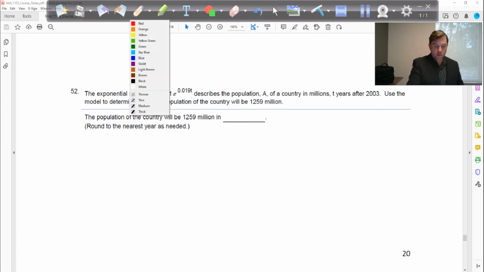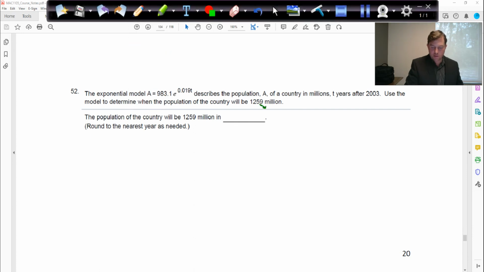So in this one, they have told us the future amount. They said the future amount A is 1259. The starting amount is 983.1. Growth rate, because it's positive, of 1.9%. And they want us to solve for t. So we're going to actually derive an equation here.